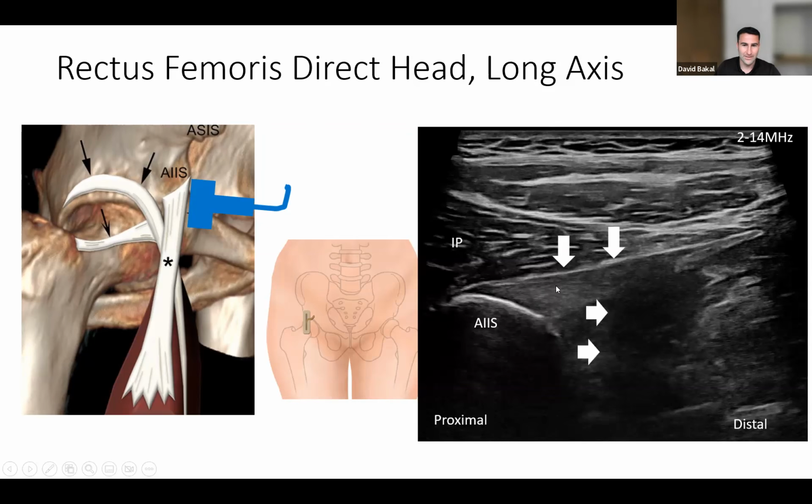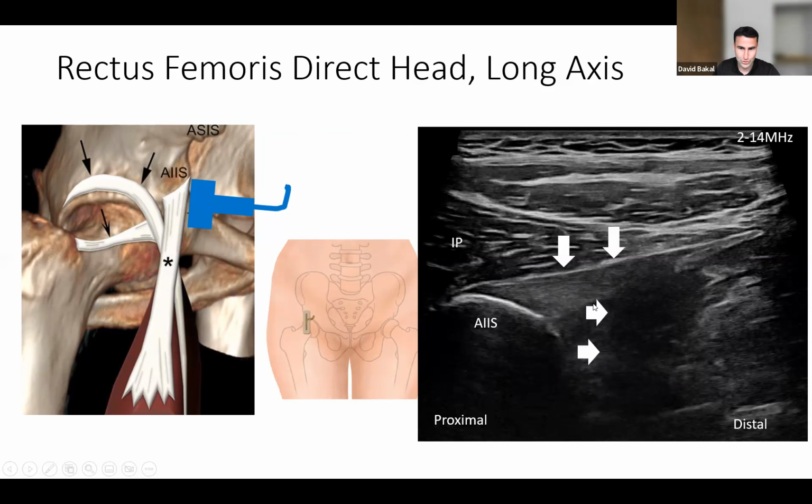I always think it's helpful to compare the image here to what you're expecting to see in the diagram, and I think this one corresponds pretty well. So your AIIS is going to be this bony prominence here. The direct head is going to be inserting onto it. You can see in this case, the fibers look well aligned. There's no hypoechoic areas, no areas that really seem like there's a partial tear.